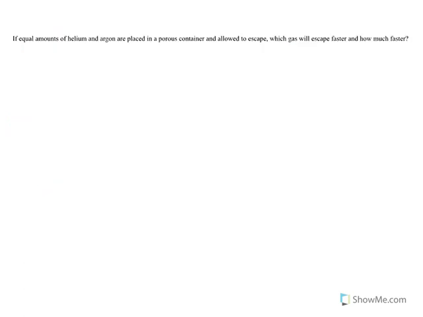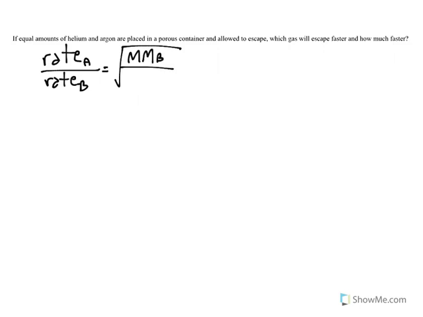All right, here we go. We have a problem. It says, if equal amounts of helium and argon are placed in a porous container and allowed to escape, which gas will escape faster and how much faster? Since we're talking about gases escaping, this is a Graham's law problem. The rate of gas A over the rate of gas B is equal to the square root of the molar mass of gas B divided by the molar mass of gas A.